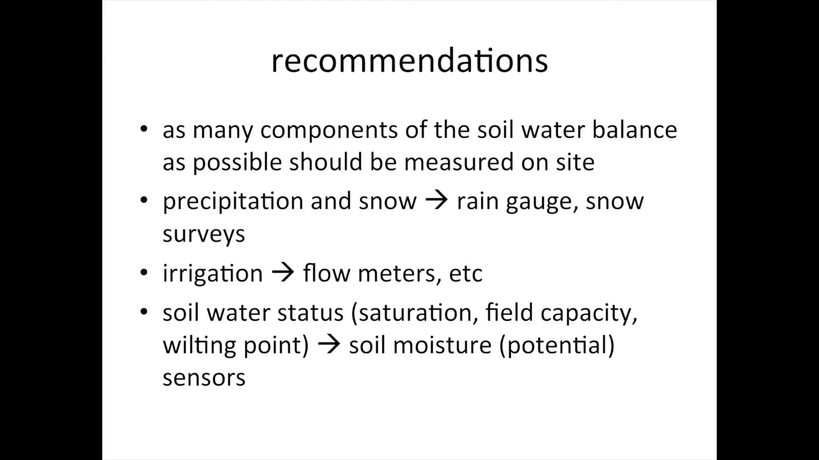So in terms of recommendations, some of the basics that you need to manage soil water and the soil water balance at these Coppice sites is that we need to measure as many components of the soil water balance as possible on site and monitor them over time. And so precipitation and snow are easily measured with rain gauges or snow surveys. There's a whole network of meteorological stations that are managed by Alberta Agriculture that are available on our website. So even if you don't have equipment on site, you can find information from a place nearby. Environment Canada also has climate data online as well.